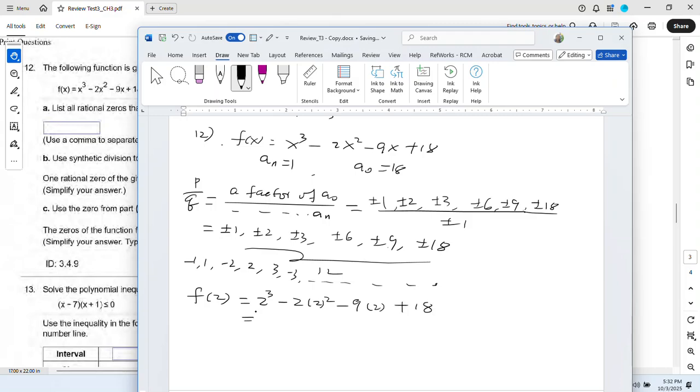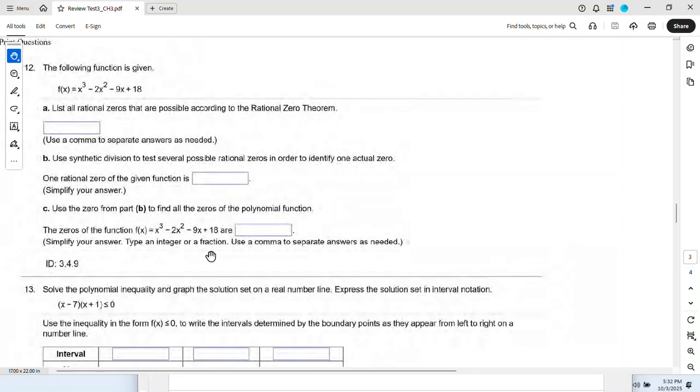I can see 2 cubed is 8. This one is 8. 18, 18, these cancel out. So this is 0. So that means 2 is a factor, right? X minus 2 is a factor, or 2 is a real zero. So the real zero here will be 2.